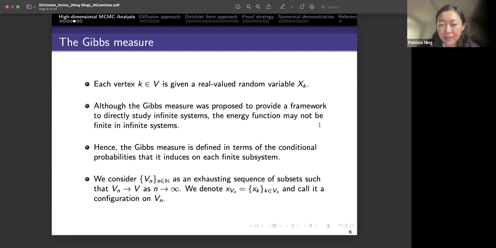We consider V_n as an exhausting sequence of subsets such that V_n goes to V as n goes to infinity, and we denote X_{V_n}. This is a standard notation for random field terminology. This is x_k for k in the index set V_n. We call it a configuration on V_n.